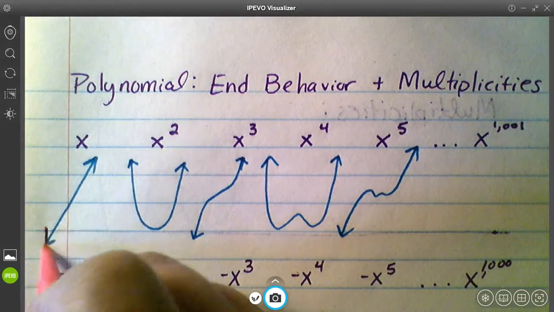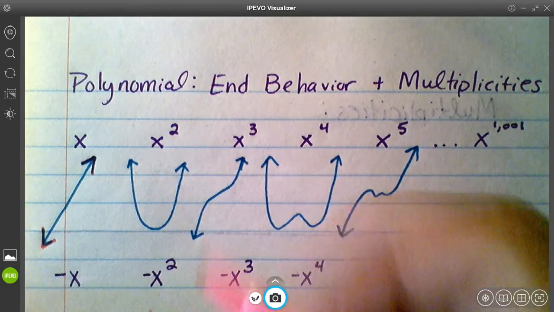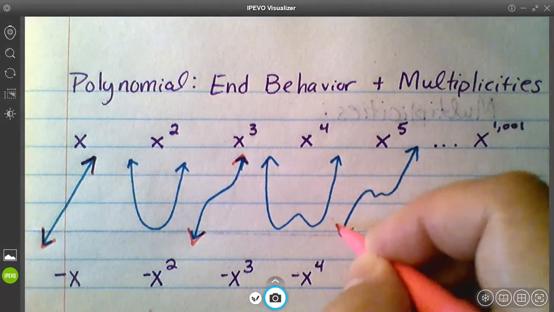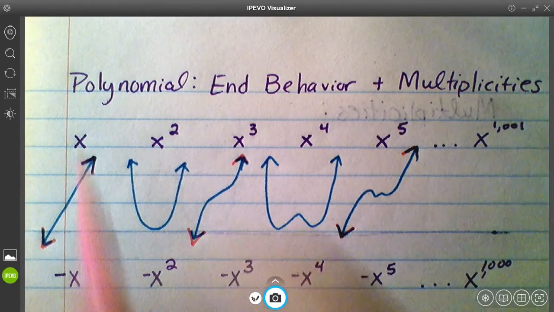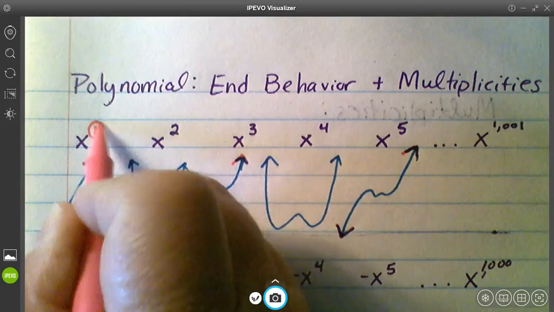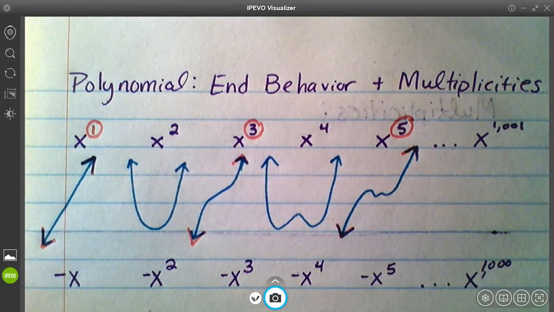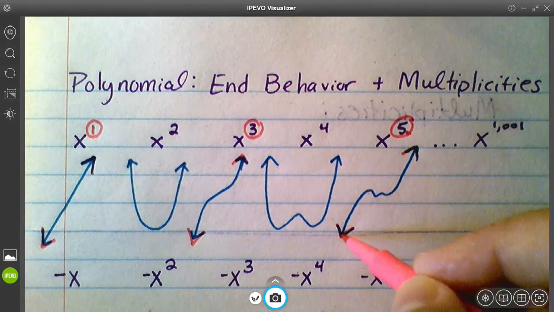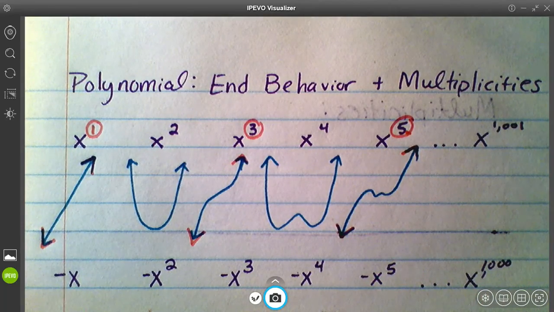For instance, this one is opposite. They're going in the opposite direction, the ends. This one, the ends are going in the opposite direction. This one, the ends are going in the opposite direction also. So what is the degree of those three functions? They're all odd. So what I'm hoping that you see clearly here is that if you have an odd degree function, the end behavior is going to be going in the opposite directions.